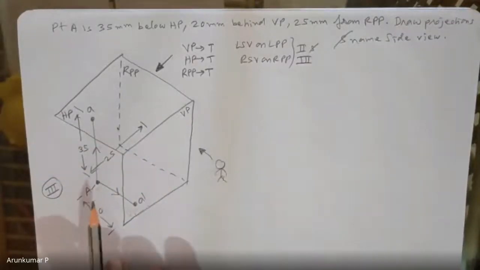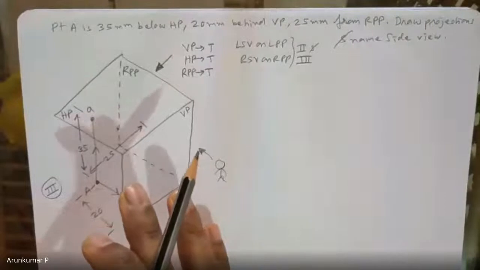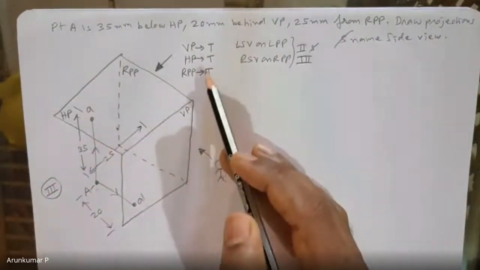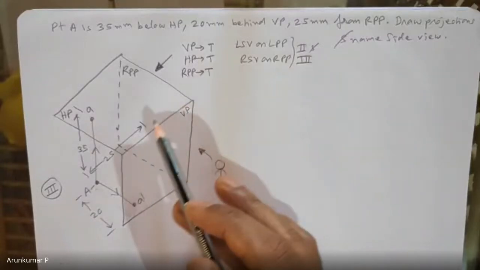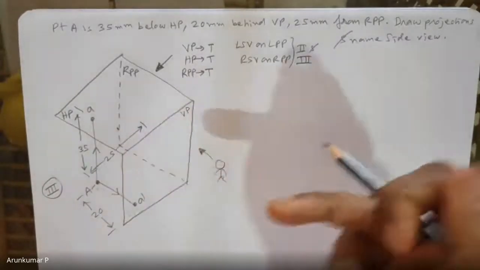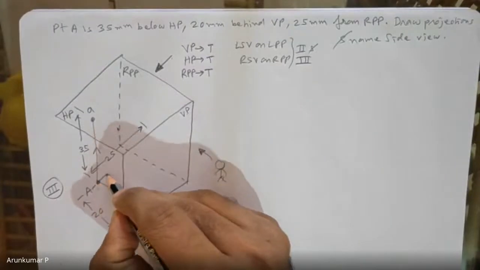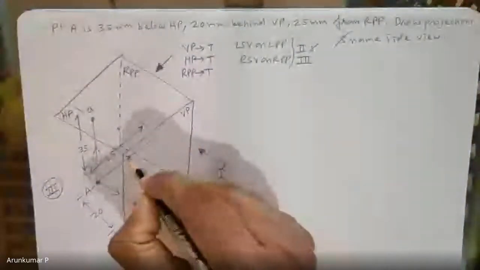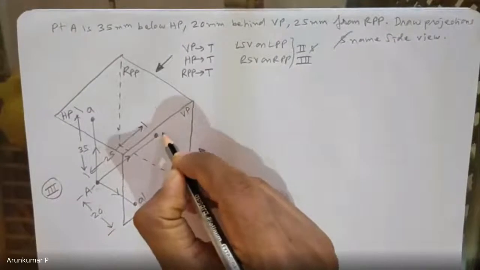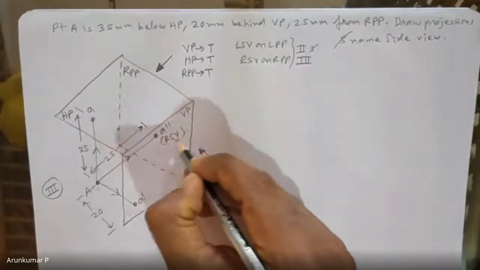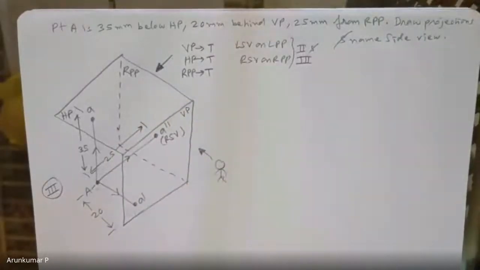So all three planes have to be made transparent. It is like the point A is inside a box, surrounded from all three sides. If you make all three planes transparent, only then you are going to see it. When you look from the right, you can see this is the projection. And this would be your side view, right side view on right profile plane.